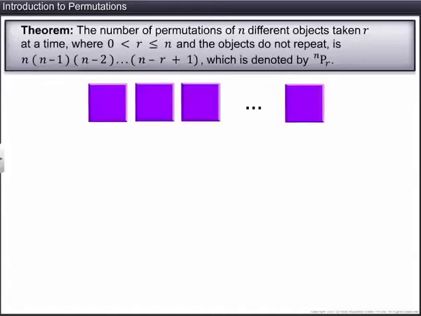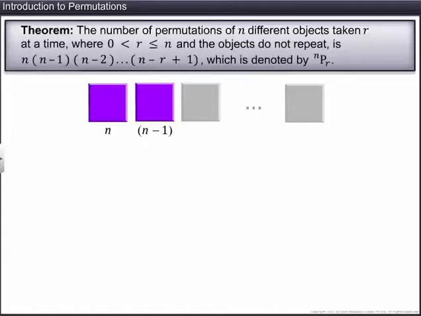Suppose there are n objects and r spaces. These spaces need to be filled with n objects. The first place can be filled using n objects in n ways. After filling the first place, the number of objects left is n minus 1. Now, the second place can be filled with n minus 1 objects in n minus 1 ways.